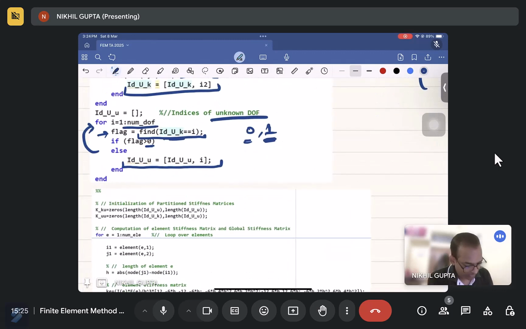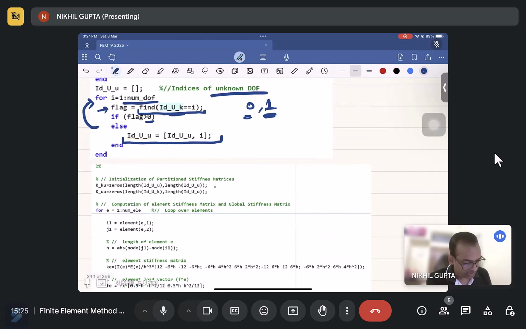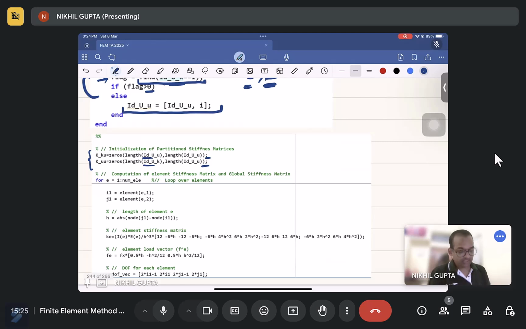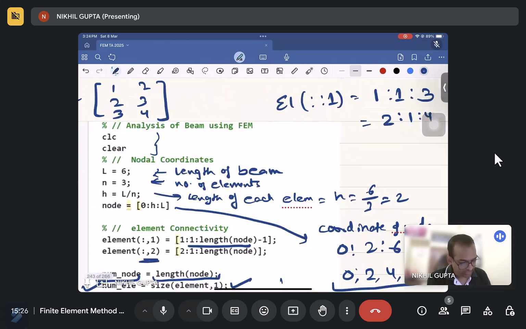Okay. Now what we are doing is partitioning the stiffness matrices. Since we have the indices, we have distributed KKU and KUU accordingly. Now let's solve the matrices for one of the elements, and we can make it global. So with this I1 I2, we are working for the first element. For h, we are calculating the length of each of the elements. We have calculated h here as well.